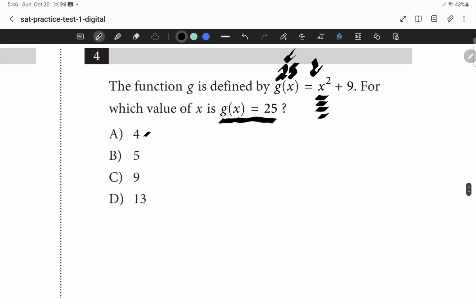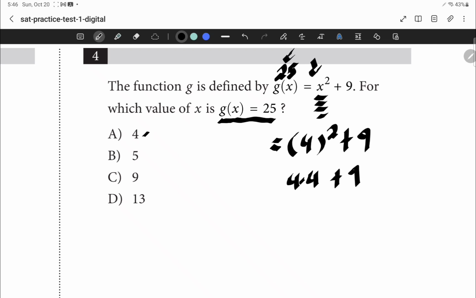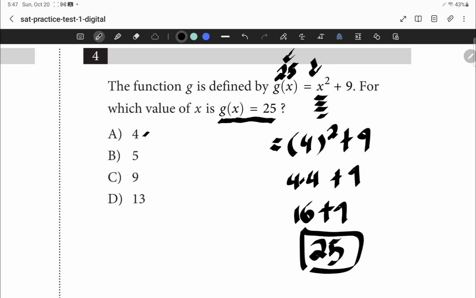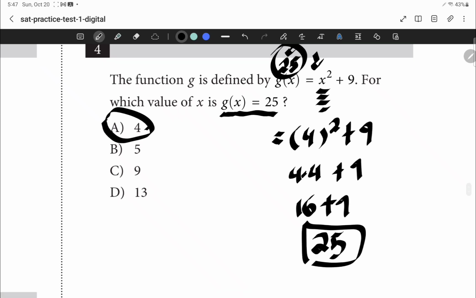So A is going to go into the equation, so it's going to look like this: 4 squared plus 9. And if you don't remember, 4 squared just means the number by itself, multiplied, and then plus 9. So that turns into 16 plus 9 equals 25. Is that what we were supposed to get? Yes, so my answer is A. So we can move on.